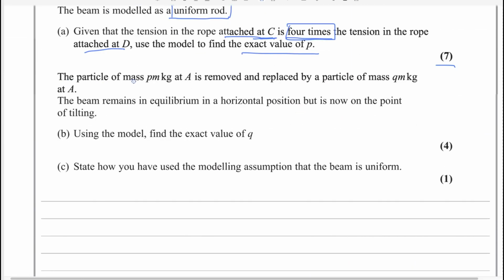The particle of mass pm kilograms at A is removed and replaced by another particle of mass qm at A. The beam remains in equilibrium in a horizontal position but is now on the point of tilting. It is still in equilibrium but it is at the point of tilting. Using the model, find the exact value of Q.